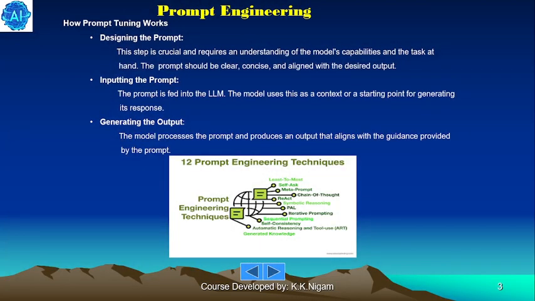How prompt tuning works? Designing the prompt. Now, this step is crucial and requires an understanding of the model's capabilities and tasks at hand. The prompt should be clear, concise, and aligned with the desired output. Inputting the prompt. The prompt is fed into the LLM. The model uses this as a context or a starting point for generating its response. Generating the output. The model processes the prompt and produces an output that aligns with the guidance provided by the prompt.